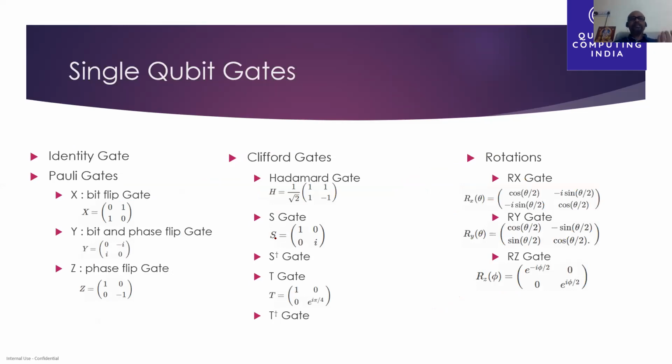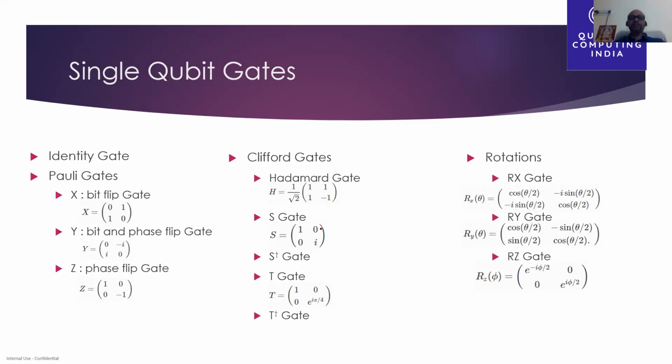Now there are many gates in single qubit operations. Pauli gates: X is a bit flip, Y is a bit and phase flip, Z is only a phase flip. Then there are Clifford gates, the Hadamard gate. This is the important gate. The Hadamard gate is the first gate which represents the superposition operation. Then we have the S gate, then the T gate, then S adjoint and T adjoint.